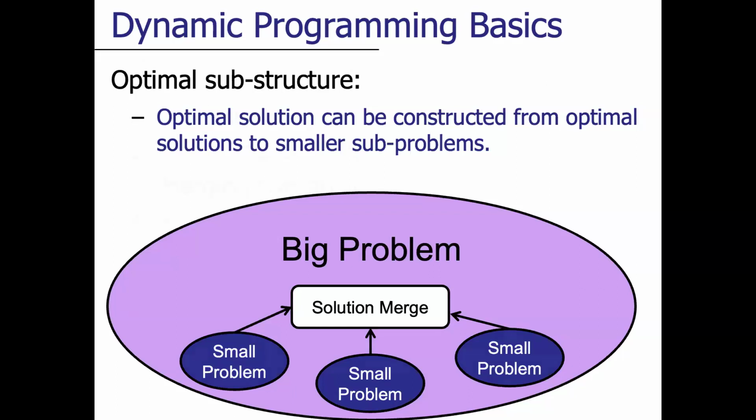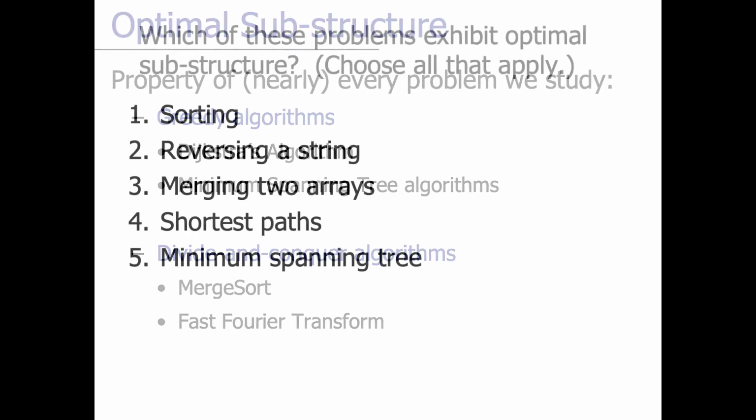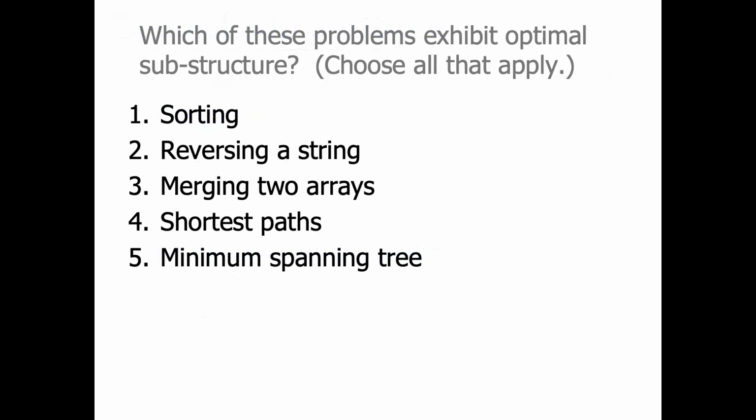Then let's move on to questions. Which of the following problems would exhibit optimal substructure, right? You can choose all that apply. Let's consider these cases. We have sorting, reversing of strings, merging two arrays, shortest path, and minimum spanning trees. All right, which of these problems exhibit optimal substructure? It turns out all of these actually exhibit optimal substructure.